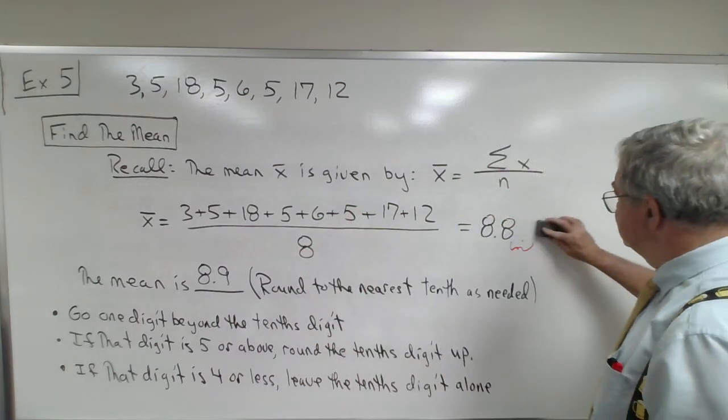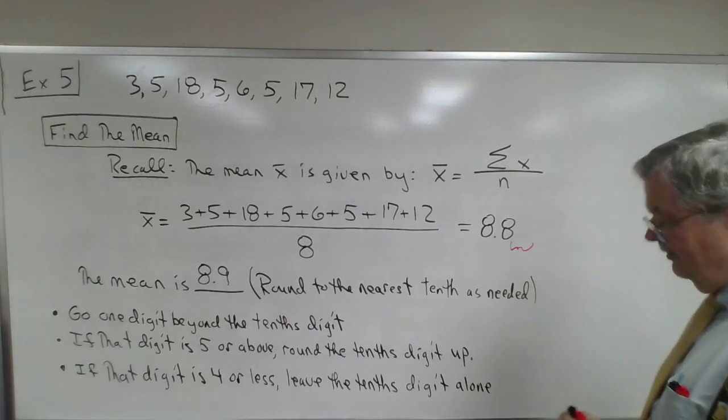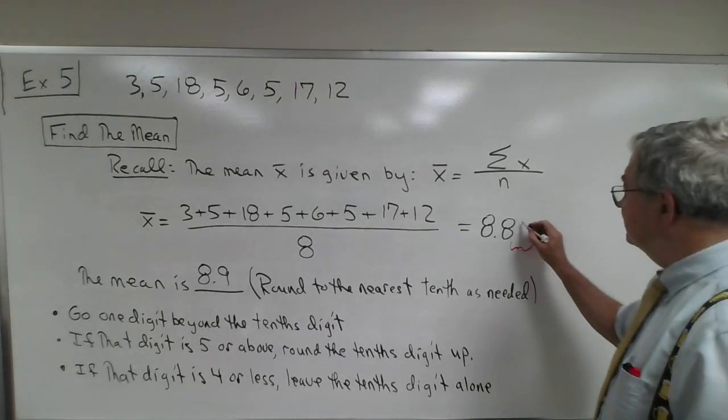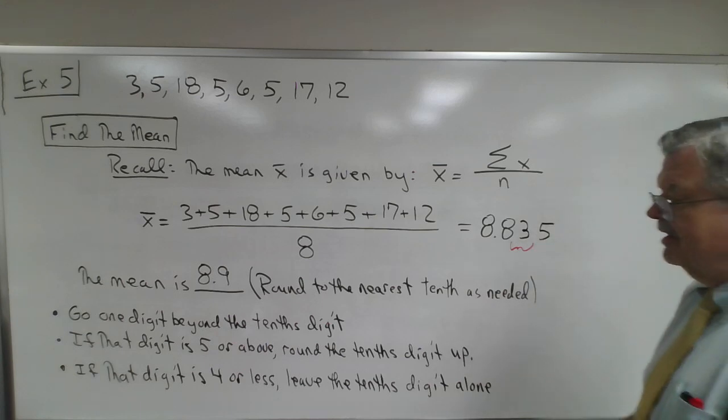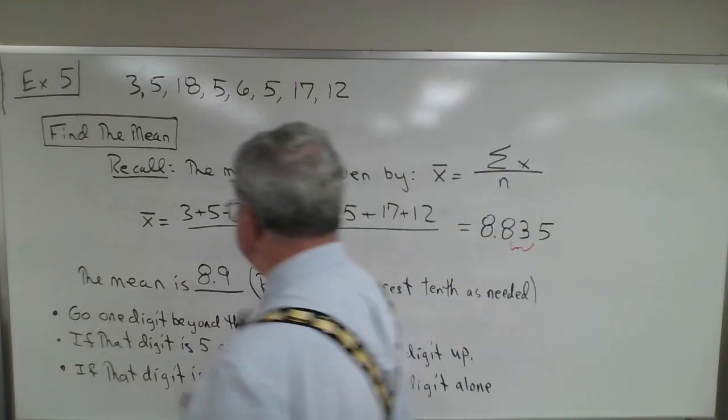Let's suppose that instead we had gotten 8.835. What would our answer have been then?